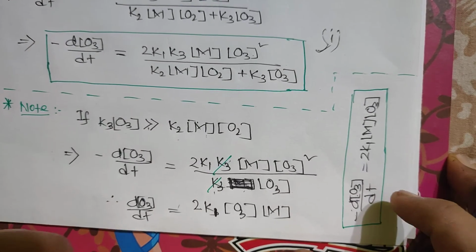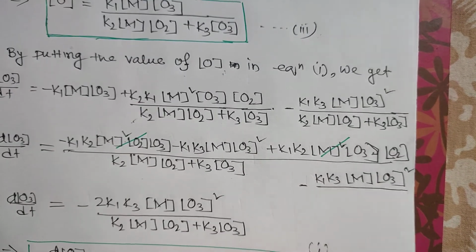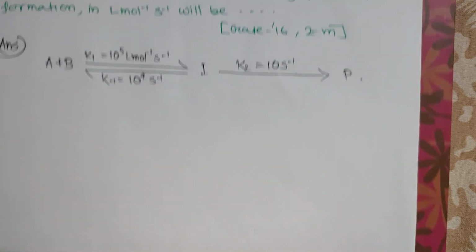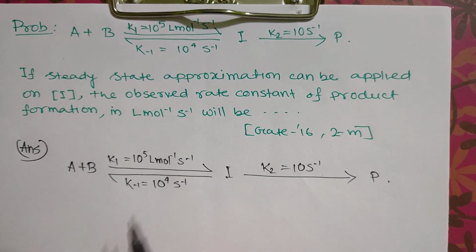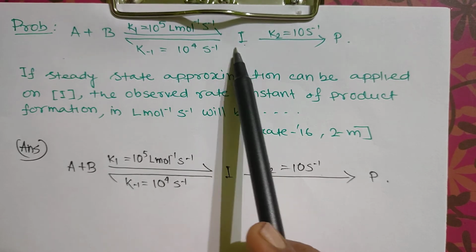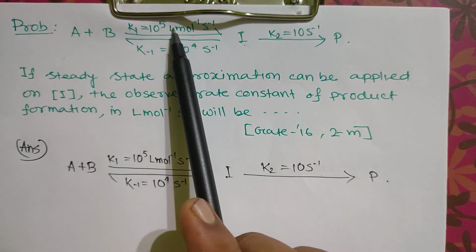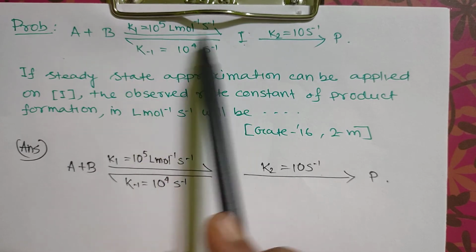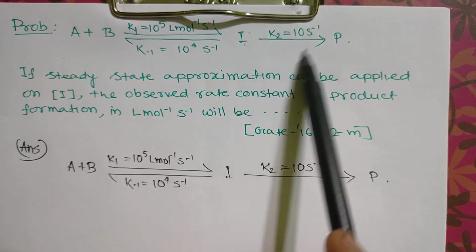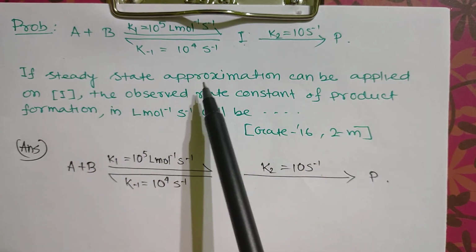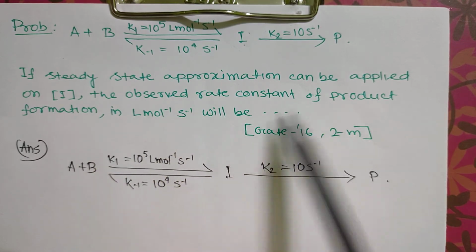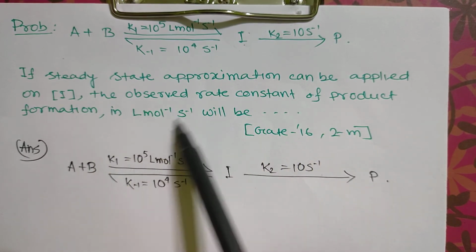Next we will move towards another problem. This came in GATE 2011. So here is the problem. A reaction is given, A plus B gives I, the intermediate, then product. K1 is given for the forward reaction, K minus 1 for the backward reaction, and for the step I to 2A plus AB, K2 is given. If the steady state approximation can be applied on I, the observed rate constant of product formation in this unit will be.